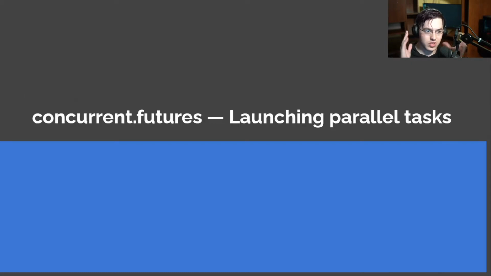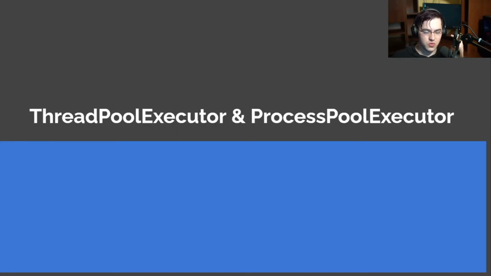So the library we're going to be talking about today is concurrent.futures. And even by its very description, you can understand what this is trying to do: launching tasks in parallel. At its core, there are two very useful objects it contains. The first is ThreadPoolExecutor, and the second is ProcessPoolExecutor. These two are what we're going to leverage to get the program to be multi-threaded or multi-process.